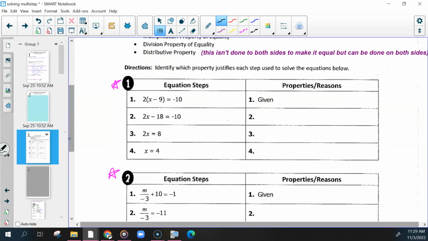So with these problems, these are already solved for us. We are just going to describe what happened between each set of steps. So let's start with number 1. This first one is given. That's just your equation. Then we're looking at from step 1 to step 2. What changed? What happened? Iman. Distribute. They did distribute.